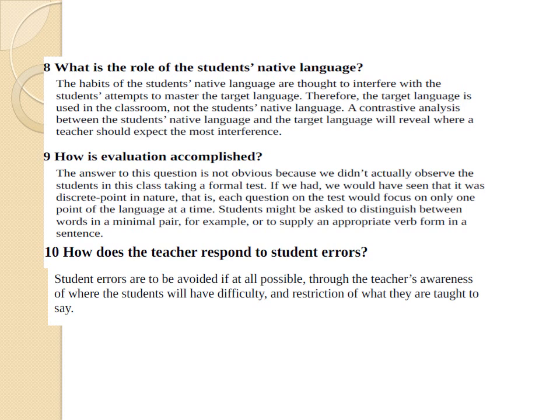What is the role of a student's native language? This is very clear. We mentioned that we have the habits of the native language and the habits of the target language, and we should work on preventing our first language habits from interfering with our target language habits. The habits of the student's native language are thought to interfere with the student's attempts to master the target language. Therefore, the target language is used in the classroom, not the student's native language. Also, it depends on contrastive analysis between the student's native language and the target language, which will help to overcome the interference between the two language systems.